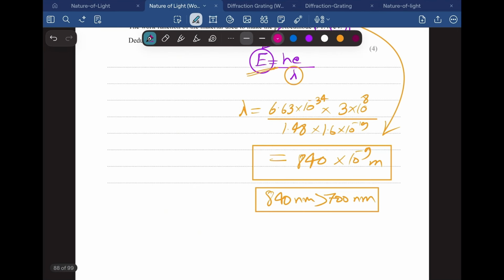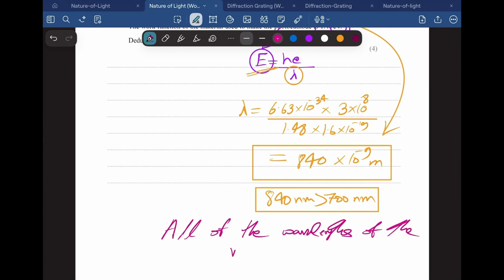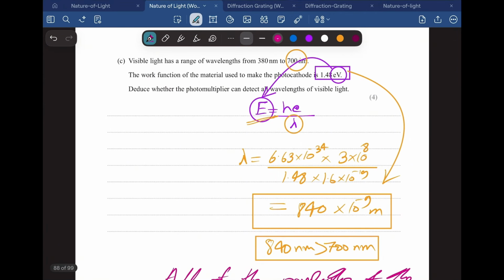Okay, so we can just write: all of the wavelengths of the visible light will be detected. I can actually explain this thing to you guys again. Why 840 being greater means that it will be detected.